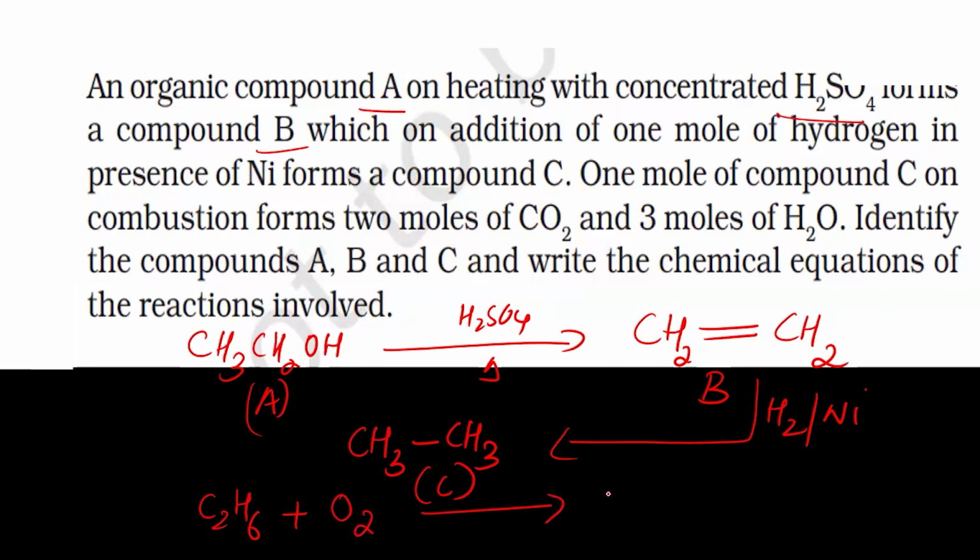And you will be getting 3 moles of water and 2 moles of carbon dioxide, right? 2 moles of carbon dioxide and 3 moles of water is given. So this is undergoing reduction. C2H6 plus 7/2 O2 gives 2 CO2 plus 3H2O. So this is what? Combustion reaction. So A is alcohol, ethanol, B is ethene, and C is ethane.